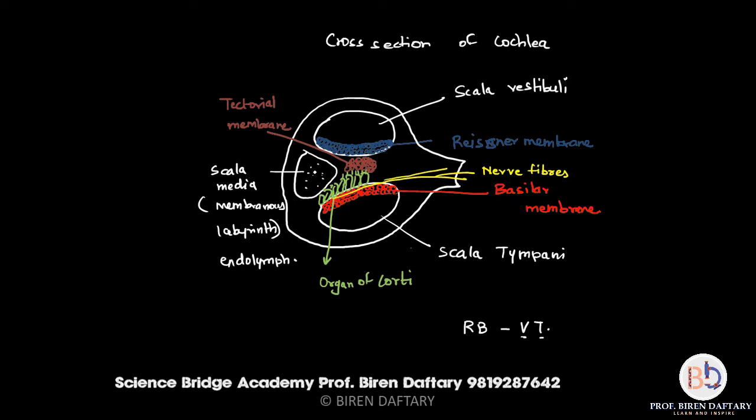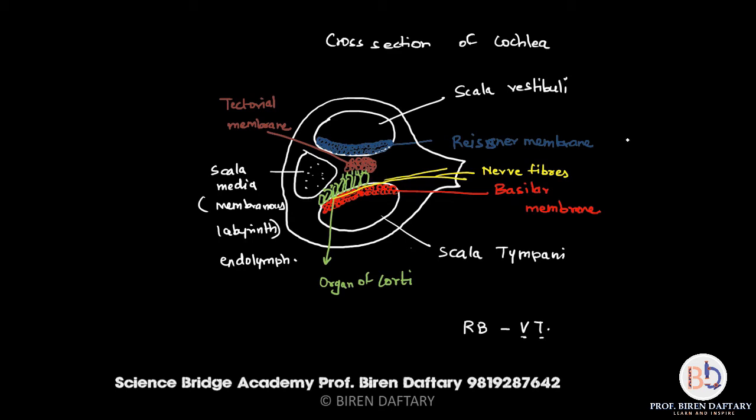endolymph. These two are made up of perilymph. This entire structure is the bony labyrinth. This is the membranous labyrinth. Above the basilar membrane is present the organ of Corti, which is made up of columnar cells which have cilia at the top, and helps in the movement of sound. Above the organ of Corti is present the tectorial membrane. So all these different structures basically help in the movement of sound from the ear towards the brain. Below the organ of Corti are present the nerve fibers which will carry the nerve impulses to the brain. So these are the parts of the internal ear.